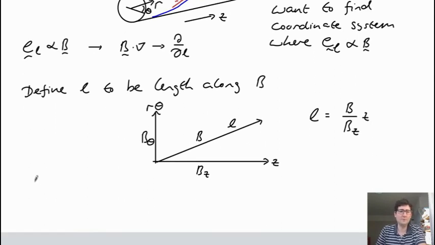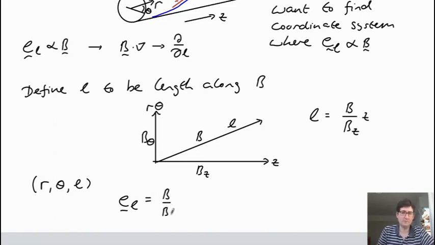So we can try a coordinate system where we have the radius, the poloidal angle, and the length along the field line. But this still doesn't give us what we want, because all we've done here is just rescale the Z direction. So the unit vector in the L direction, the tangent vector, just ends up being B over B_Z times E_Z. So we still have a tangent vector of E_L in the Z, R and theta directions. So this is not aligned.